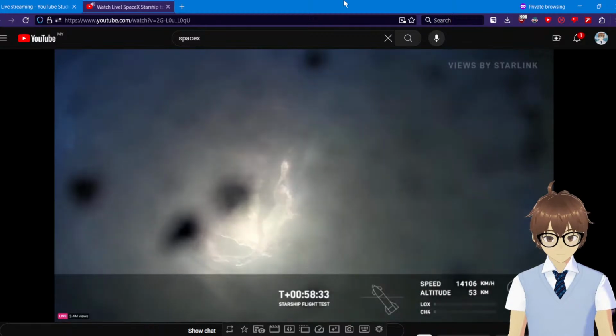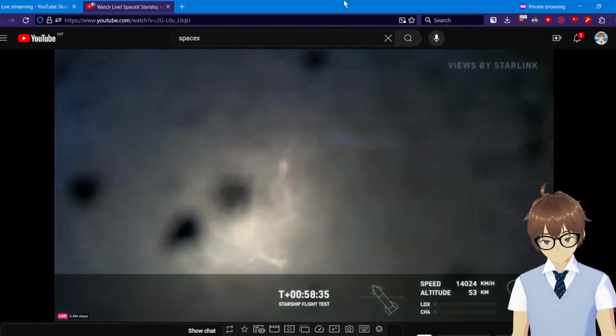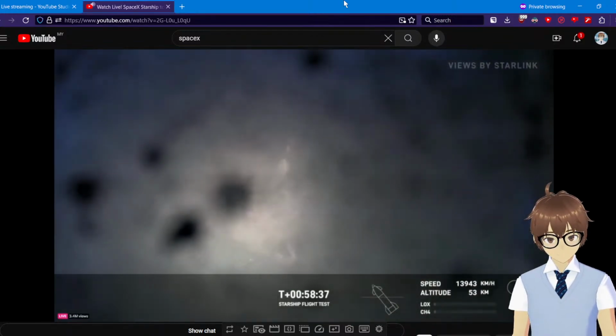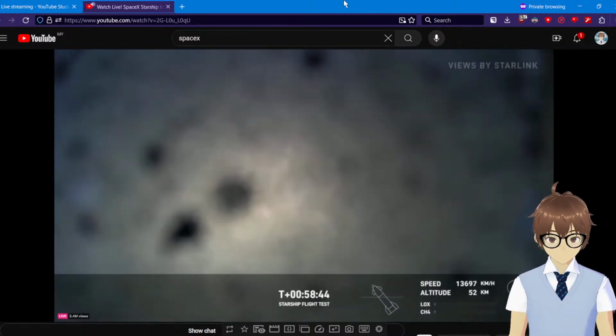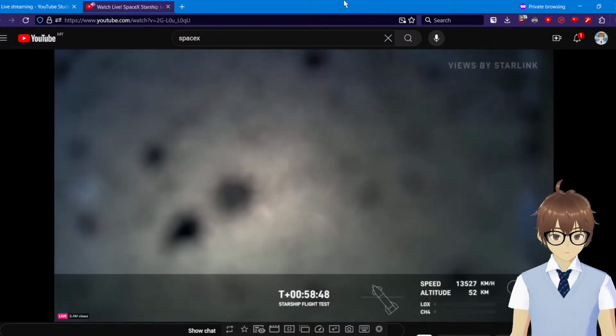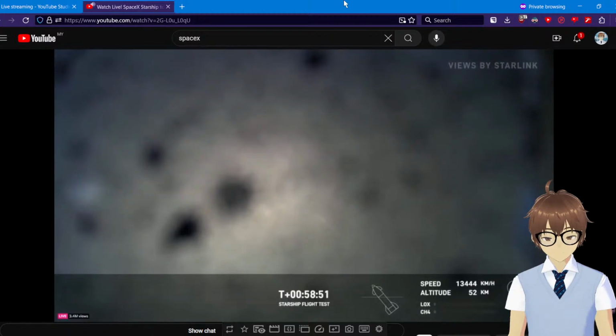Our teams are sitting, reviewing this data live, learning where the hot spots are. As you can see, there's an obvious hot spot there with the flap, and learning how we can improve this design. The goal was to get as far through this high heat re-entry as possible.